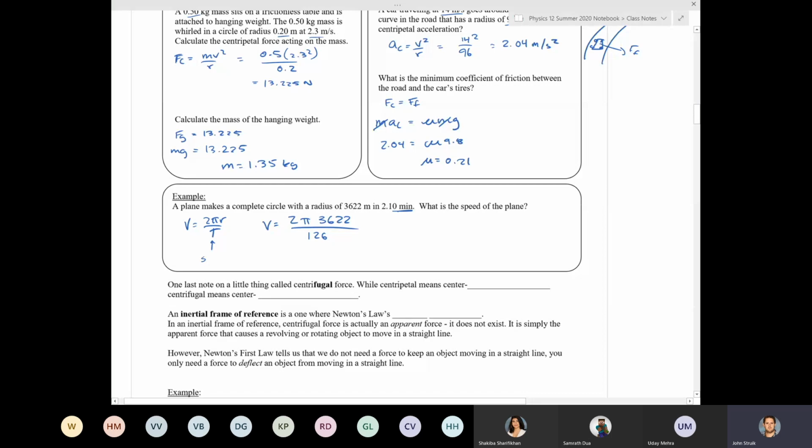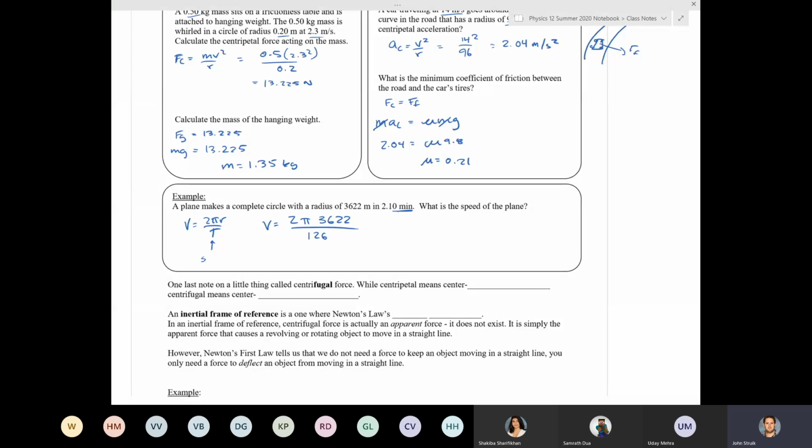2 times, where's my pi button? Stupid new calculator. What the heck? You would think they would make the pi button really easy to find. Oh, there it is. That's not easy at all.